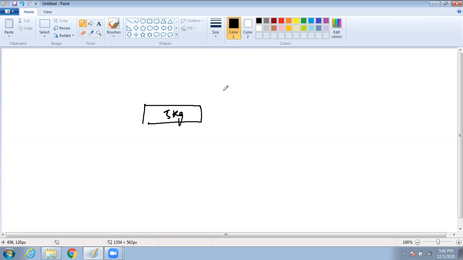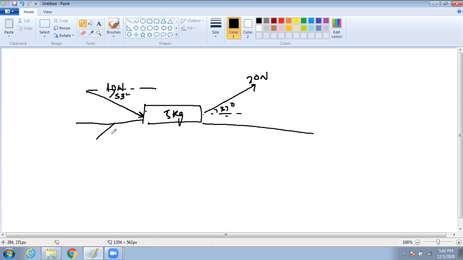A 5 kg mass is there, and we are pulling it with a force of 20 Newton. Correct, Siddhi? And one more force is being applied, that is 10 Newton. Correct? The angle here is 53 degrees and the angle here is 37 degrees, and it is on the ground. So what do you have to find? Acceleration and what? N, the normal.